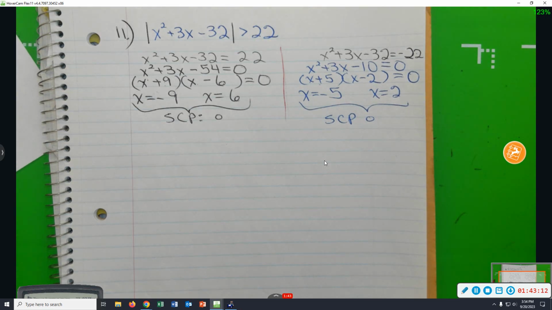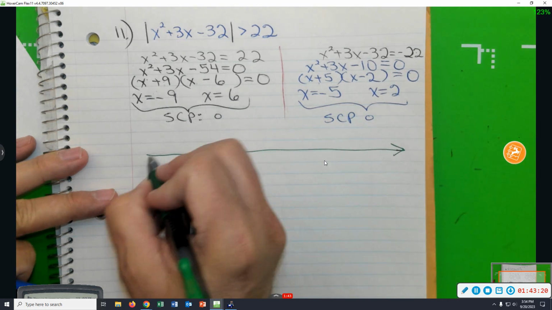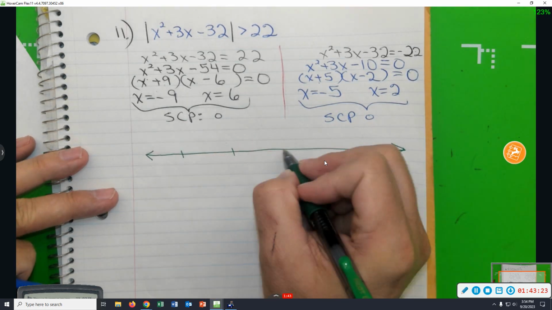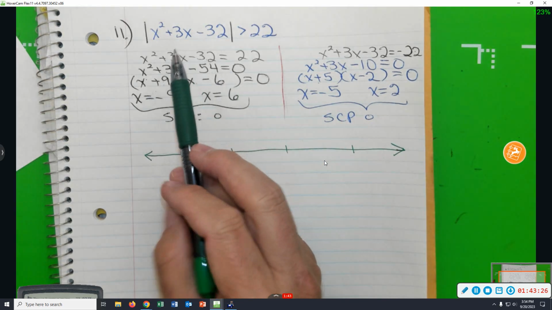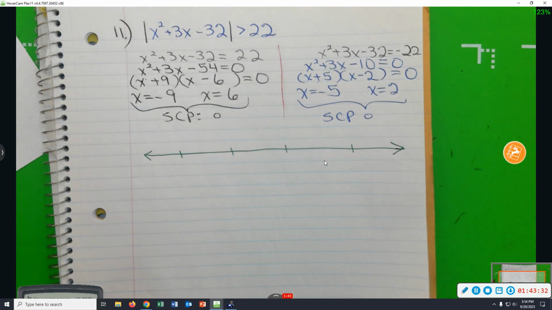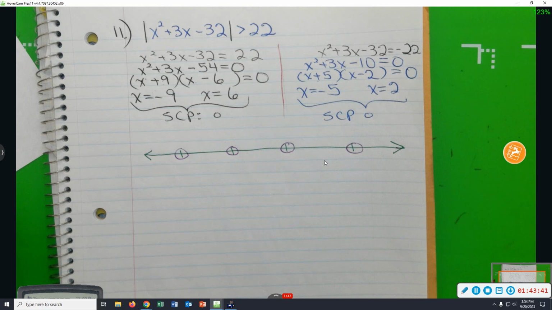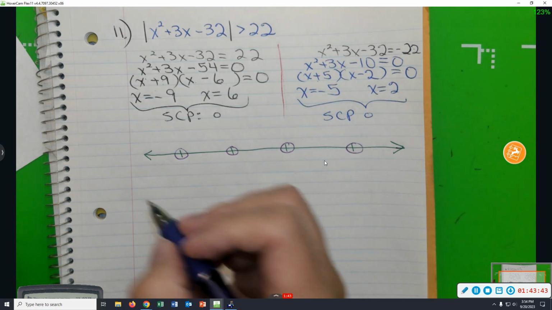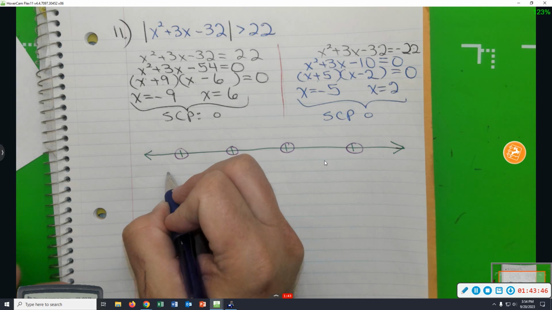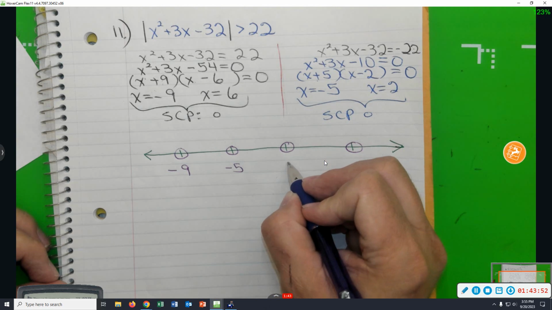Denominator cut points: skip. Draw our number line. Hopefully it's clear why we're doing equal positive, equal negative. It's not the greater than that tells us that, it's the fact that it's an absolute value. You sort of got to be able to distinguish this stuff. And we have open circles. We need to label these things small to big. Which one's going to go to the left? Negative 9, and then negative 5, 2, and 6.